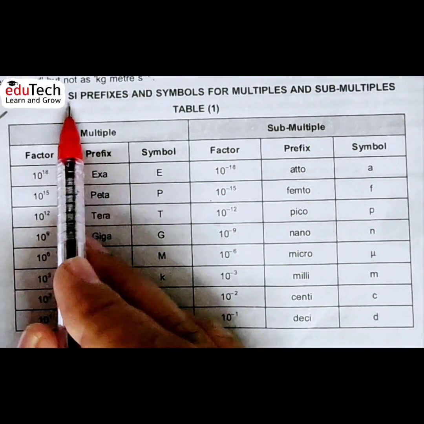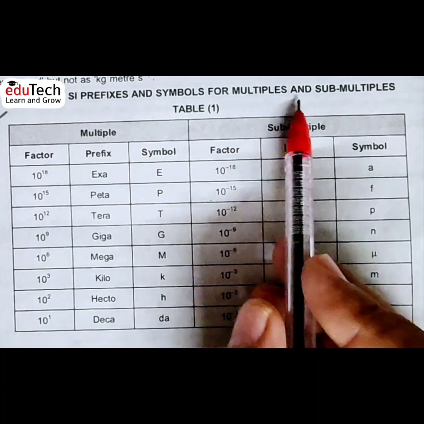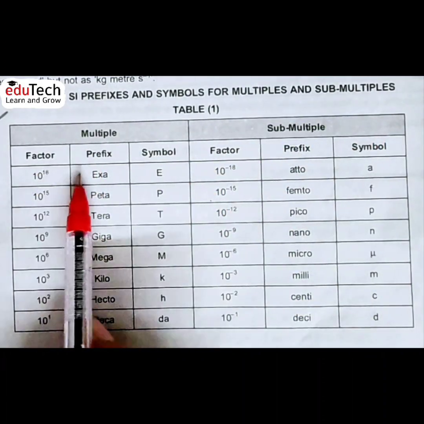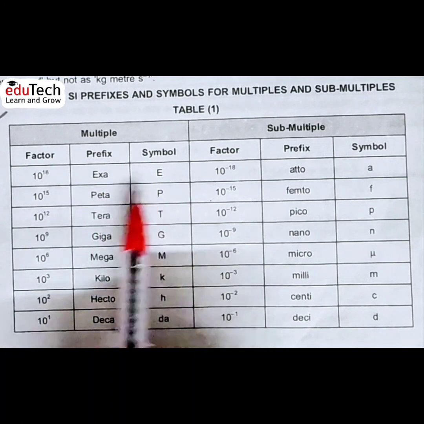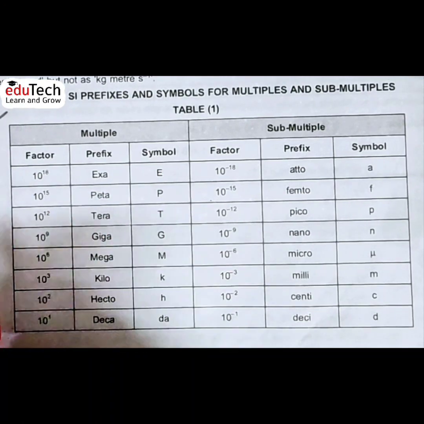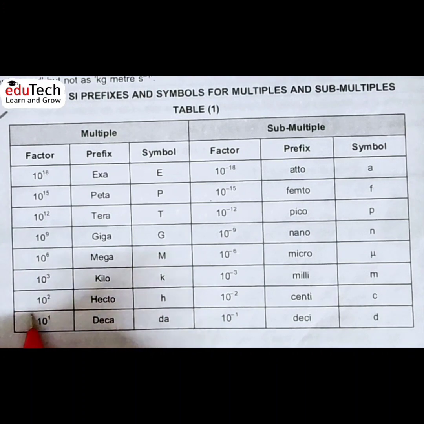Now we are going to see common SI prefixes and symbols for multiples and submultiples. Multiples: factor 10 power 18, prefix exa, symbol E. 10 power 15, peta, P. 10 power 12, tera, T. 10 power 9, giga, G. 10 power 6, mega, M. 10 power 3, kilo, k. 10 power 2, hecto, h. 10 power 1, deca, da.